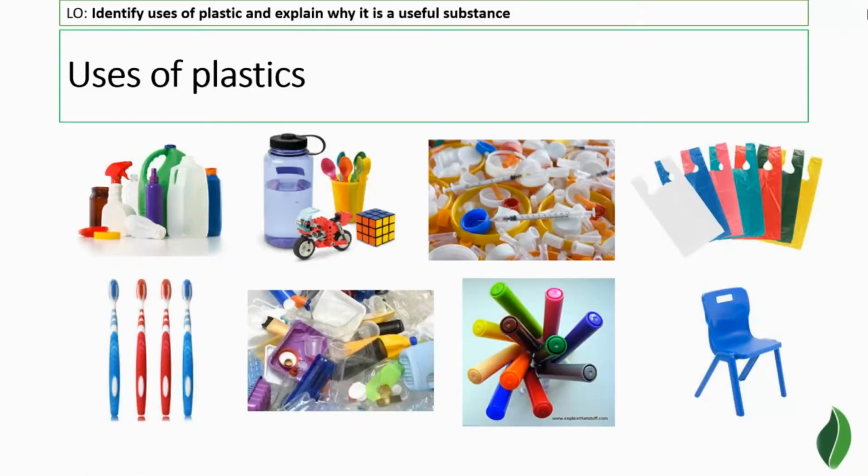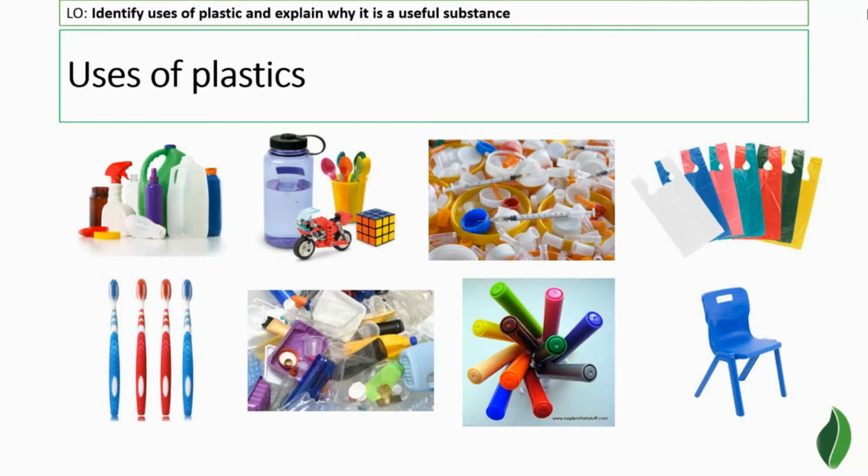So, identify uses of plastics and explain why it's a useful substance. You can see on the screen there are loads and loads of different uses of plastics. And I'm sure at the moment you've got a pen in your hand and it's going to be made of plastic. If you look around your room now, you've probably got other forms of plastic. If you've got a phone near you, that's going to have plastic on it. If you've got a drinks bottle, that's made of plastic. Cleaned your teeth this morning, you used plastic.